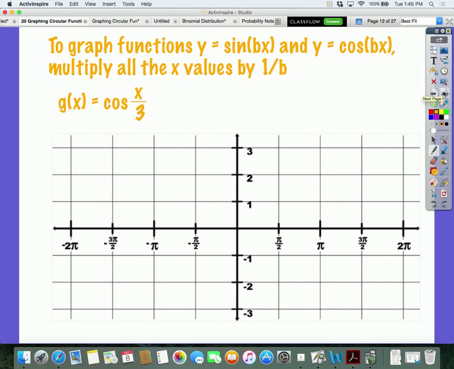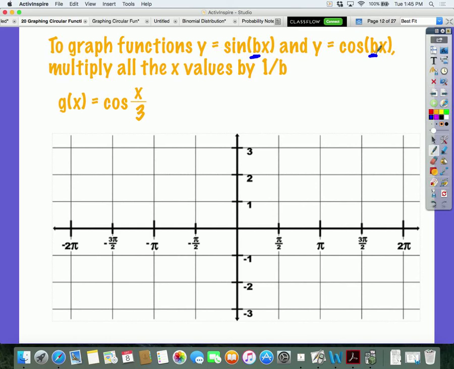So to graph the functions that are in the form of sine bx and cosine bx, you're basically going to multiply all of your x values by 1 over b. Okay? Because if you recall, when we did transformations, whenever there was a number on the inside, it was always a horizontal stretch by the reciprocal, wasn't it? Yeah. So that's why we multiply all the x values by 1 over b. Okay? So we're going to look at this first one together. The second one you're going to do on your own.